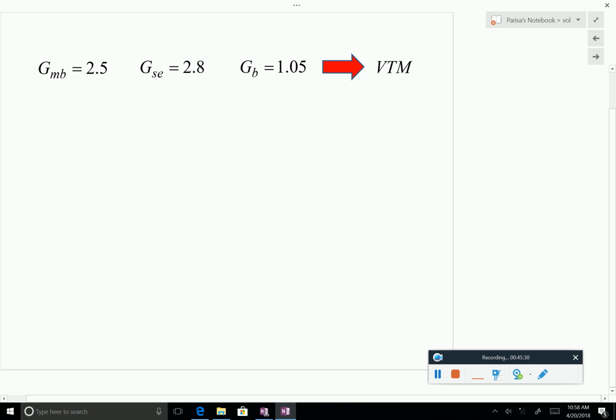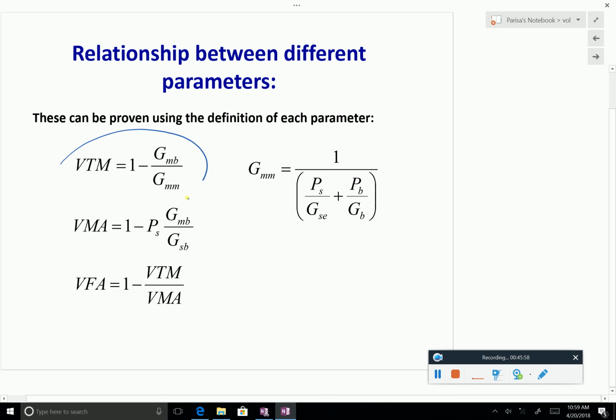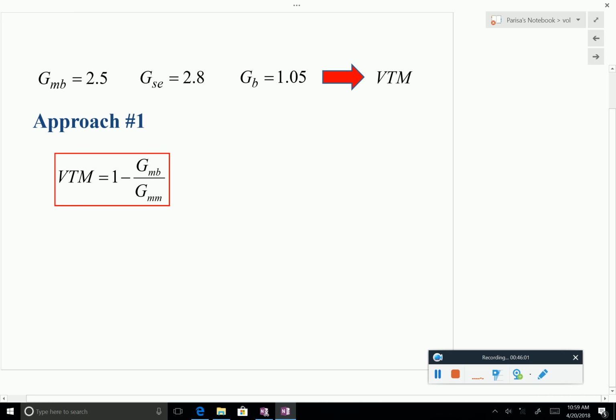So one way is to use one of the relationships that we proved, one of them right now. Try to see which one you could use here. For example, there is a relationship for VTM. So one way is to use this relationship if you know it. You can also do it without. So approach number one is to use this relationship.